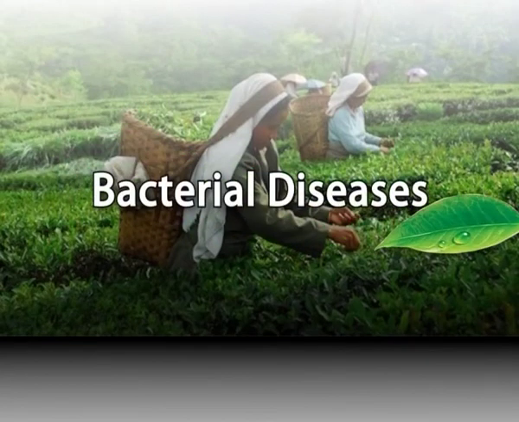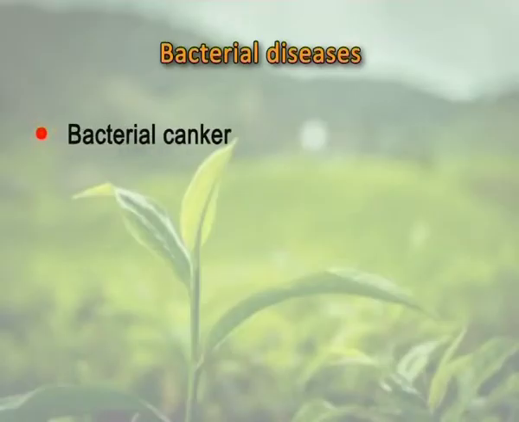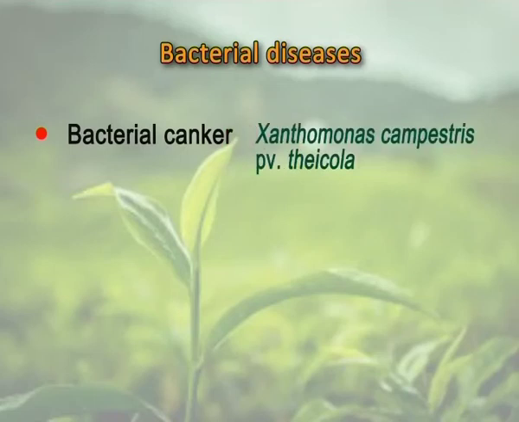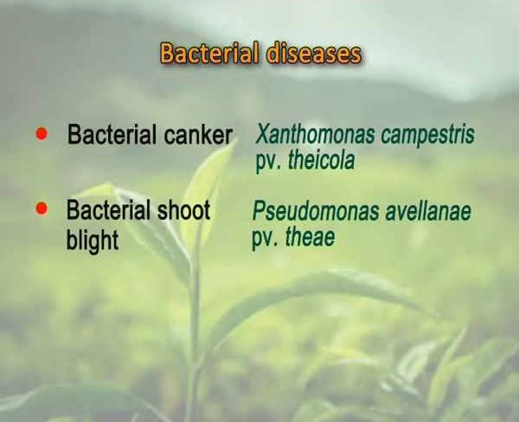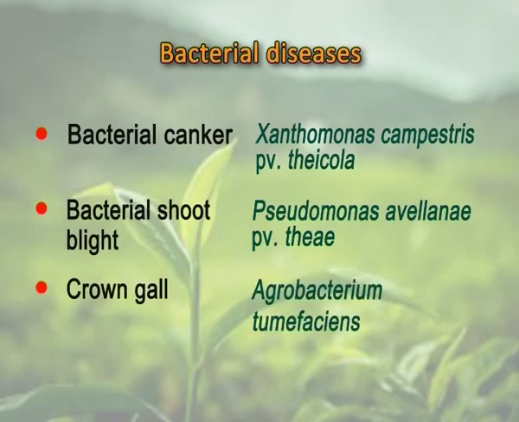Next are the bacterial diseases. Here we will learn the names of the bacterial diseases and their causal organisms. First one is bacterial canker. It is caused by Xanthomonas campestris pathovar theicola. Then bacterial shoot blight is caused by Pseudomonas avellanae pathovar theae. Another bacterial disease is crown gall, caused by Agrobacterium tumefaciens. So this is all about the bacterial diseases.